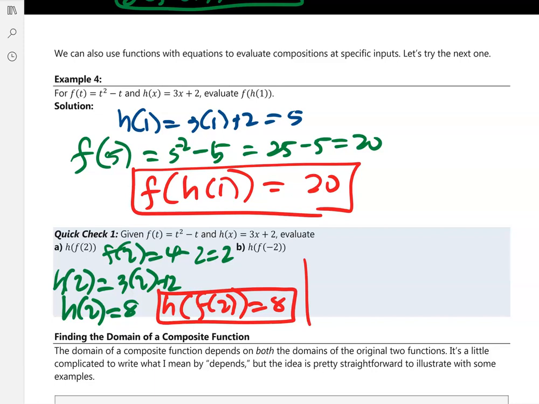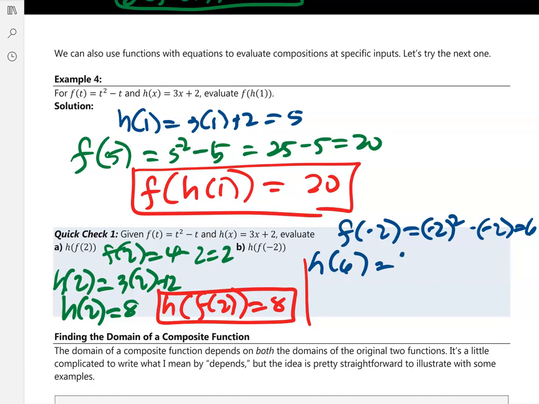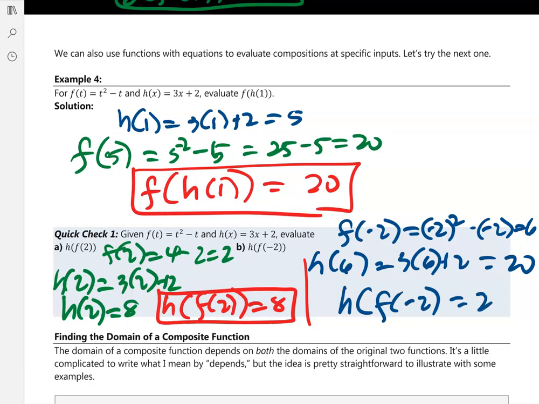Letter B, h of f of negative 2. f of negative 2 is negative 2 squared minus negative 2. That is 4 plus 2 is equal to 6. And then h of that, h of 6 is 3 times 6 plus 2, which is equal to 3 times 6 is 18 plus 2 is 20. So we can say that h of f of negative 2 is equal to 20.